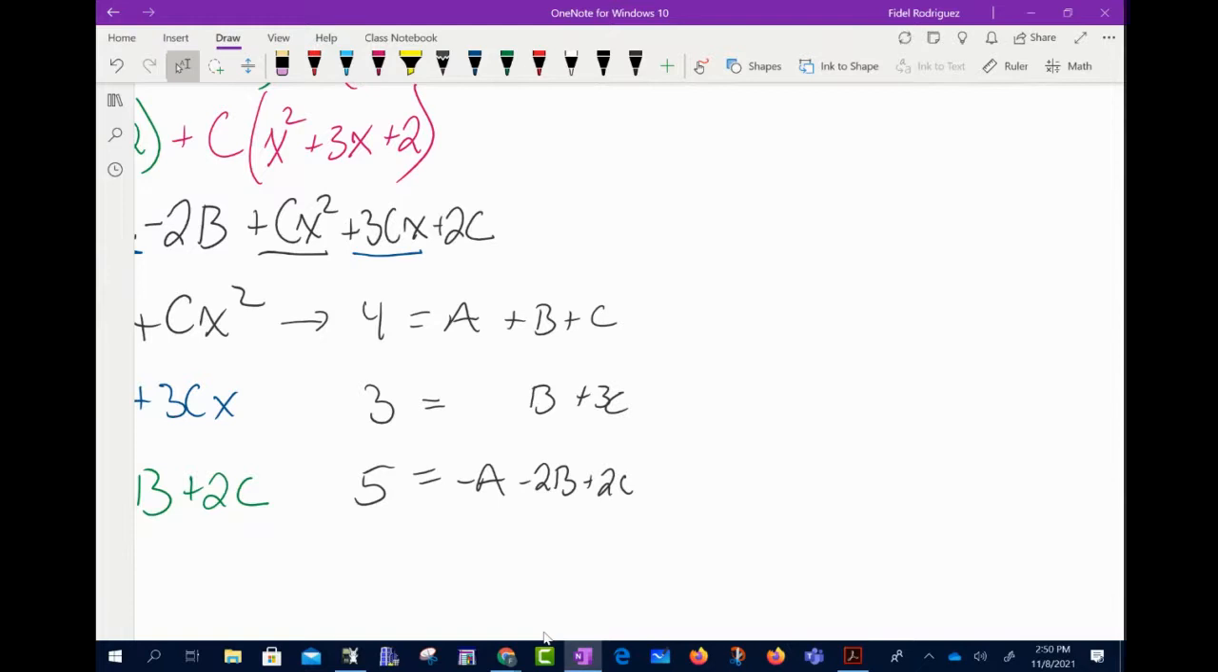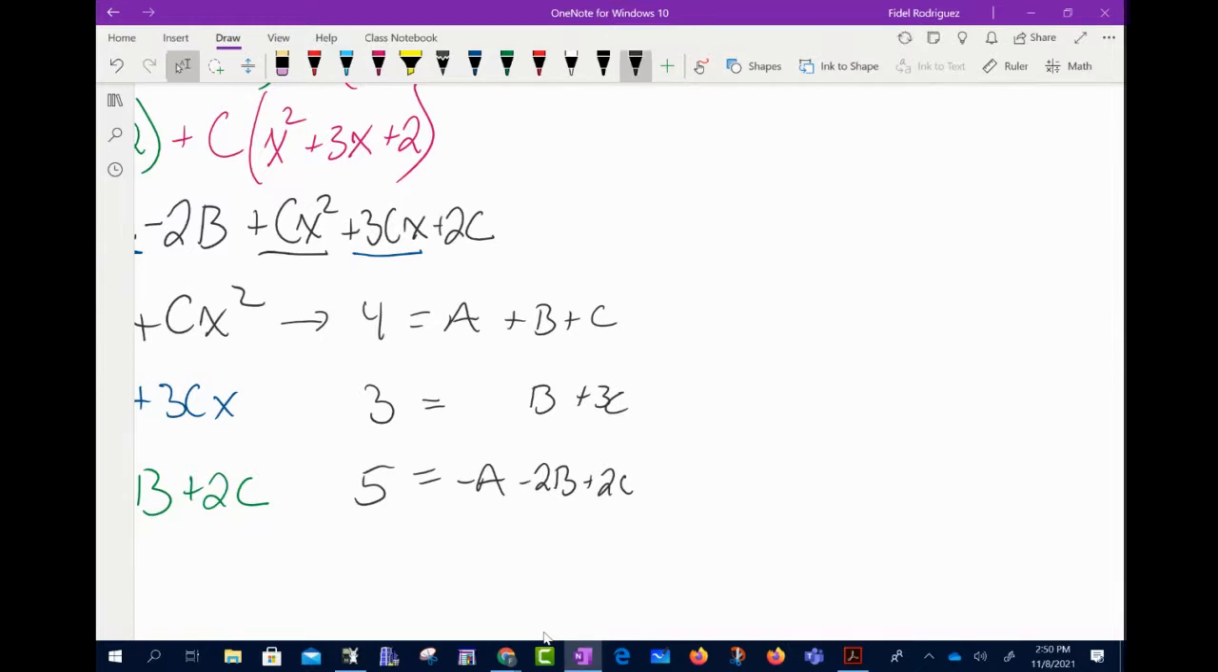So let me ask you a question. What's the number in front of the A in the first equation? What's the number in front of the A in the second equation? Zero. And I'm sorry, in the third equation. I'm sorry, that was my mistake. In the third equation, negative one. So if we took the first equation and the third equation and added them together, would you guys agree that the A's would cancel out? Yeah? Okay, so let's do that.